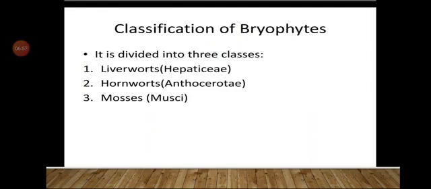We will now study the classification of bryophytes. Bryophytes are divided into three classes: liverwort, hornwort, and mosses. The other name for liverwort is Hepaticae, for hornwort is Anthocerotae, and for mosses is Musci. So bryophytes are divided into three classes. Let us study one by one.